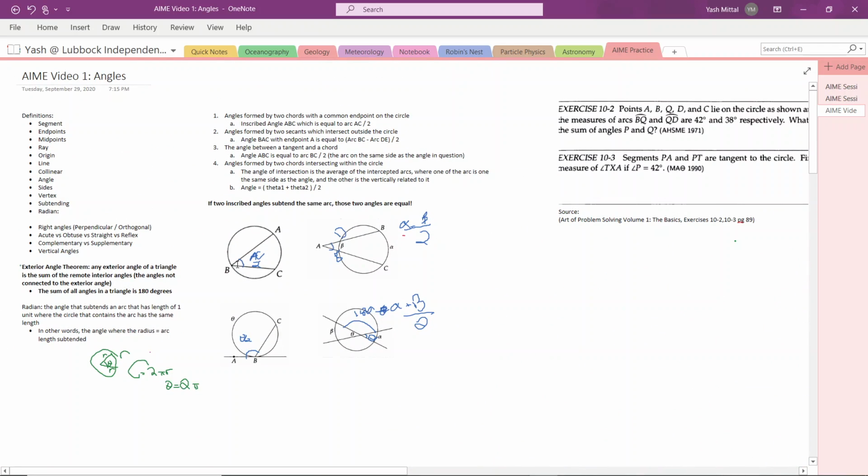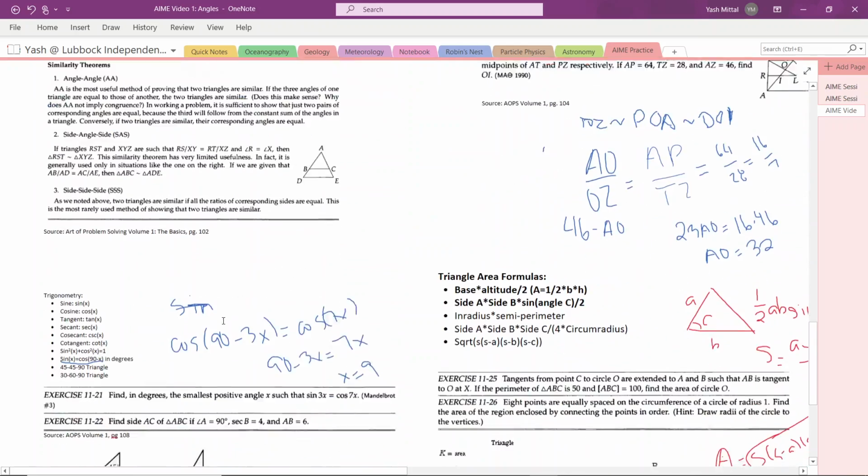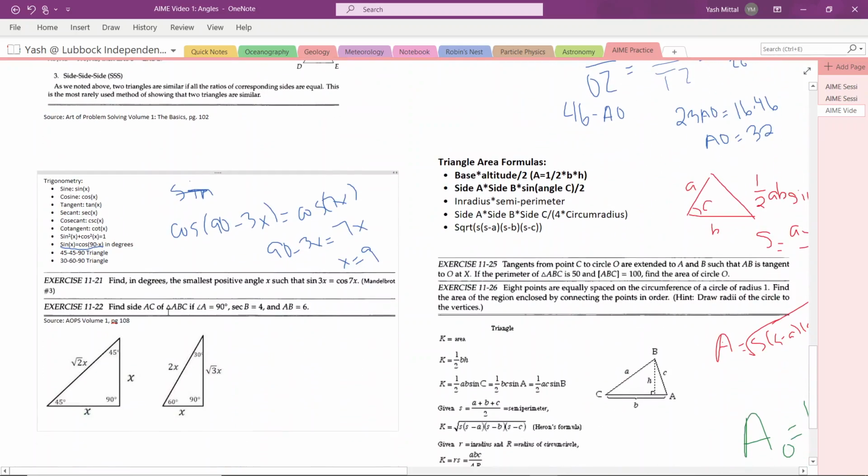Later this week, I will be posting another video that will be talking about trigonometry. That will be focusing specifically on this stuff and going into more detail over trigonometric functions, how they relate to areas and how they relate to sides.